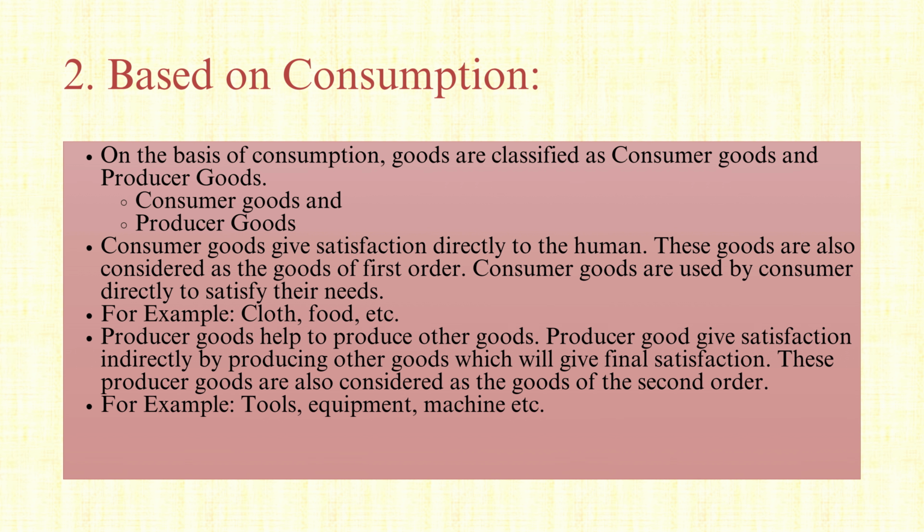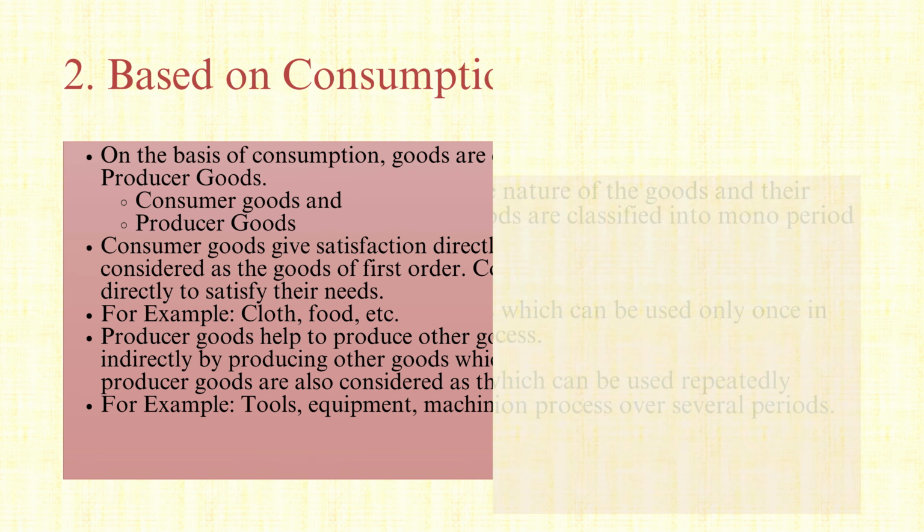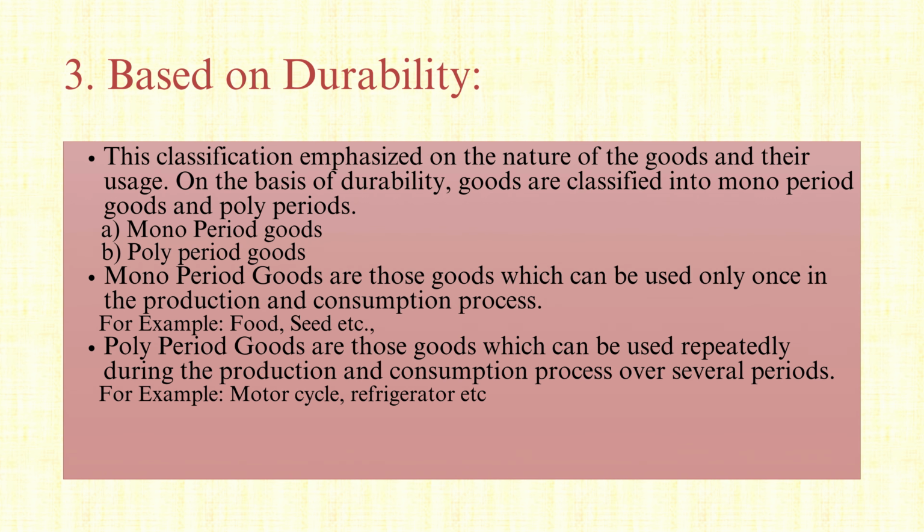Let me share a quick story. There was a farmer in my village who bought a new plow. The plow was a producer good because it helped him prepare his field faster and more efficiently. As a result, he was able to grow more rice, which became a consumer good for his family and to sell in the market.